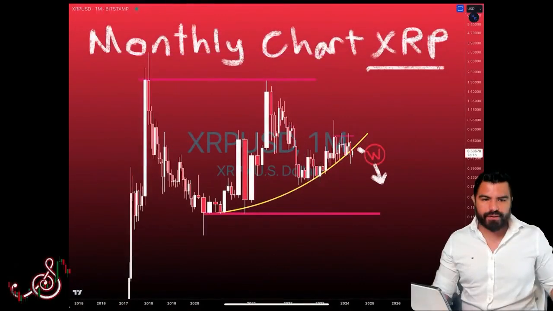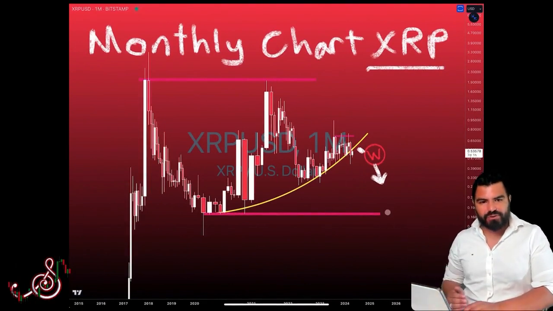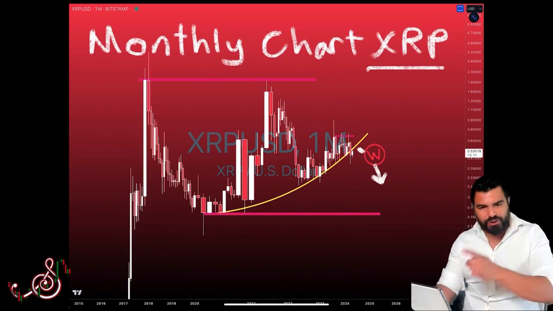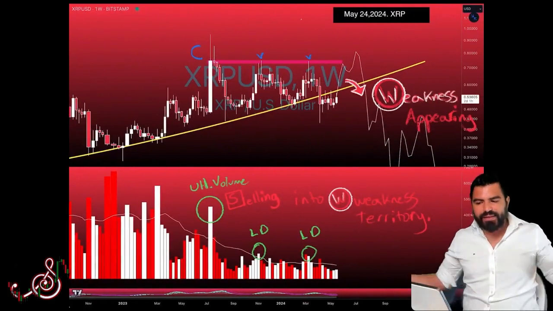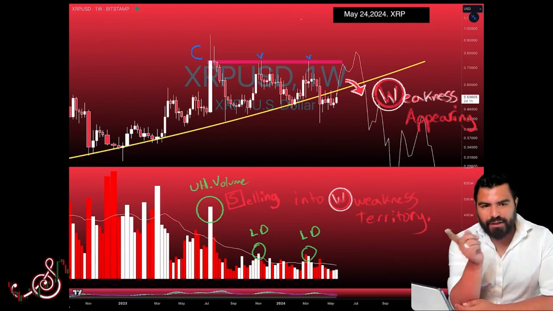Okay, the 16, 17, 18 cents range for XRP seems to be the boundaries of this barrier. Now, there are other reasons why I believe we can get there. This is just one image I'm showing, the monthly chart. The next thing I'm going to show you is more evidence that this is the case. Take a look at this on XRP.